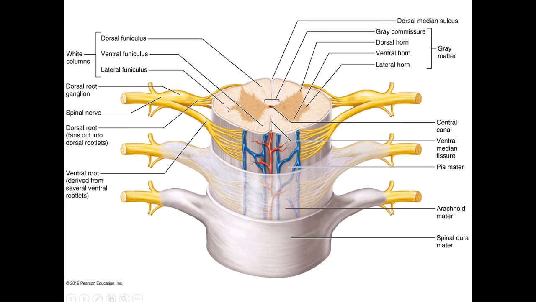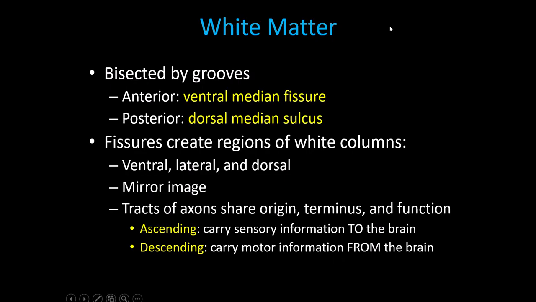If we look then at the white matter, you'll see two fissures, a shallower sulcus in the back and a deeper fissure in the front. And then all of the rest of this, what you're looking at is cross sections through the axons. Those fissures create essentially regions of white matter columns or white matter tracts. You have ventral regions, lateral regions, and dorsal regions.